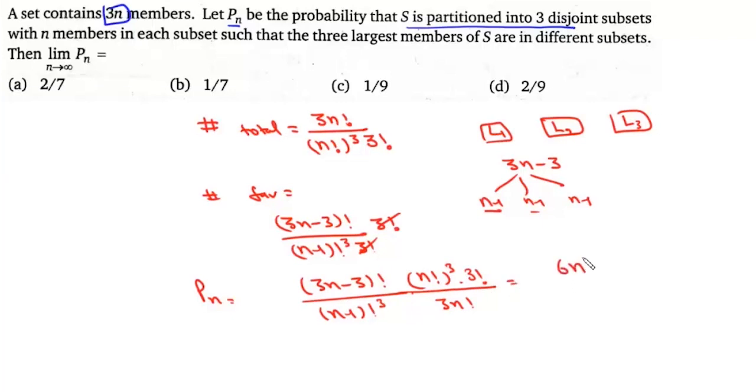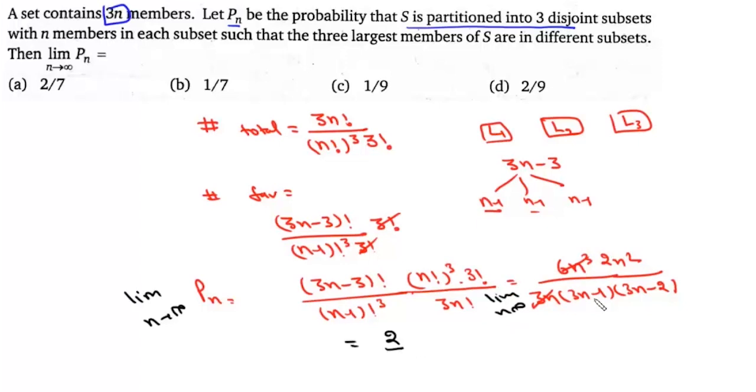Now it will be 6n cube, and here will be 3n, minus 1 and 3n minus 2. Now this 3n will cancel, so we get 2n square. Now we take the limit as n tends to infinity. Here the coefficient of n square is 2 and the denominator's coefficient of n square is 9. So the answer to this limit is 2 by 9, and that's your option D.